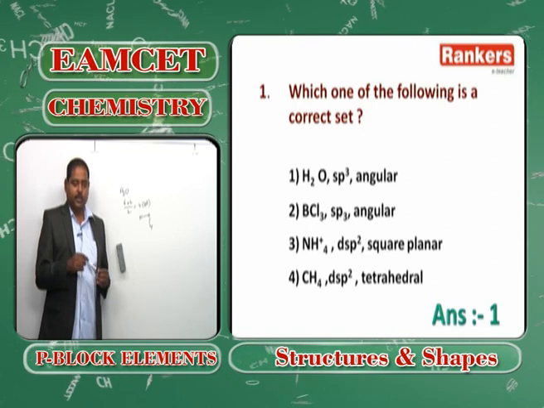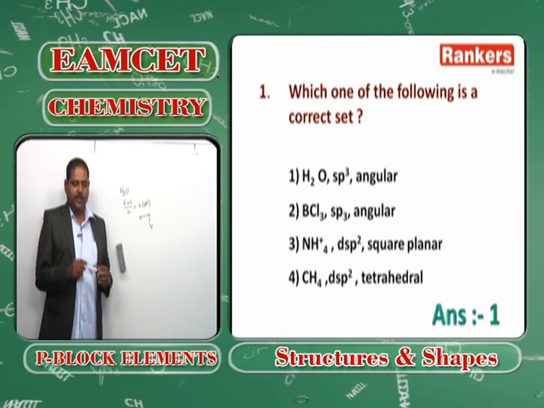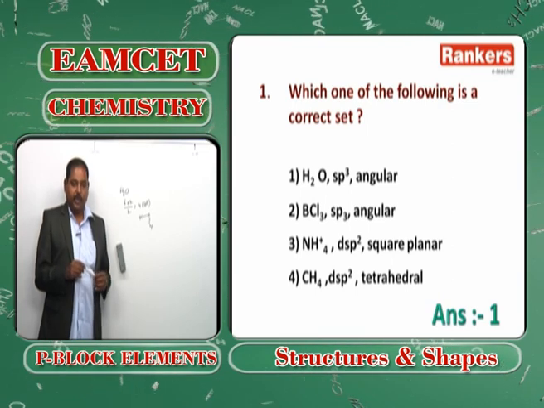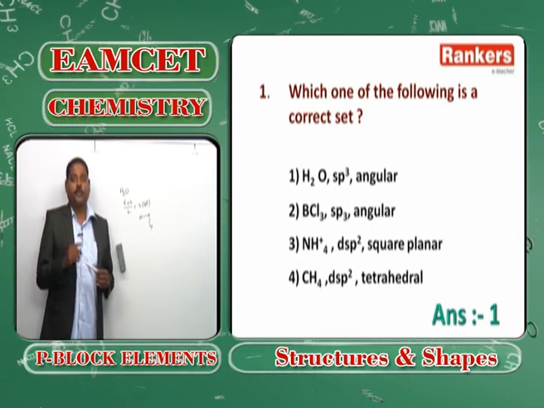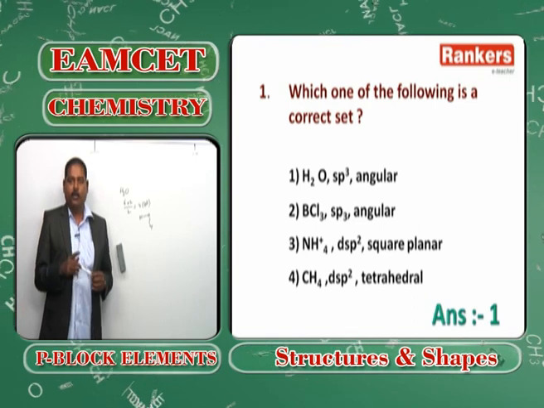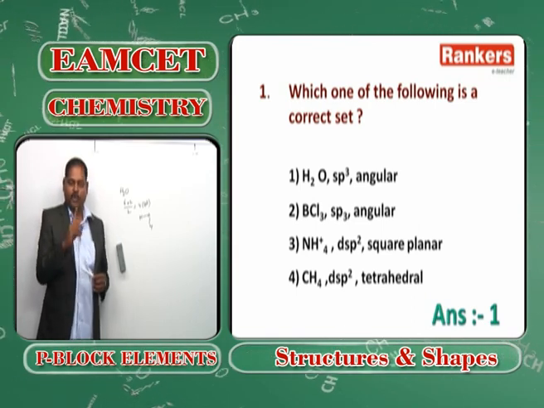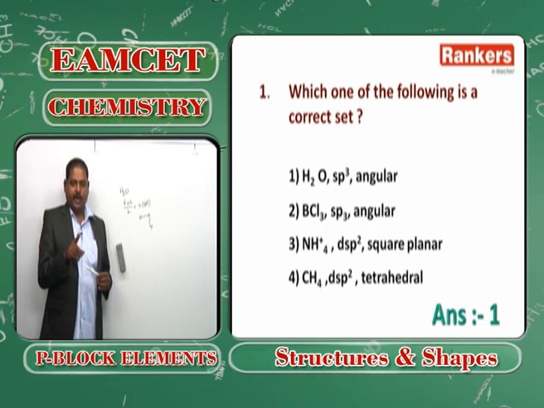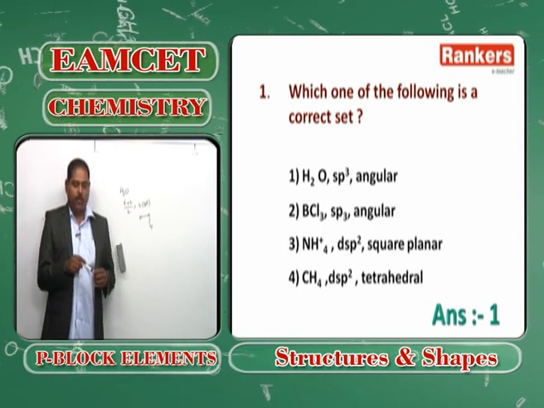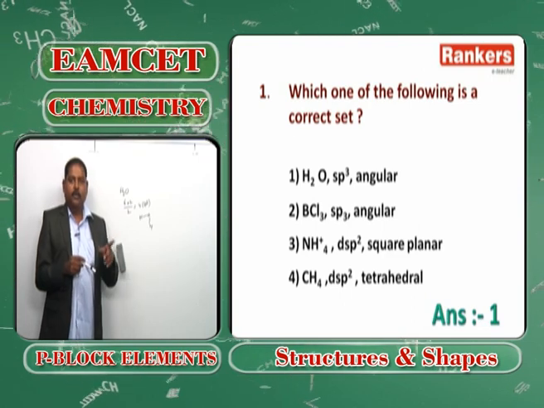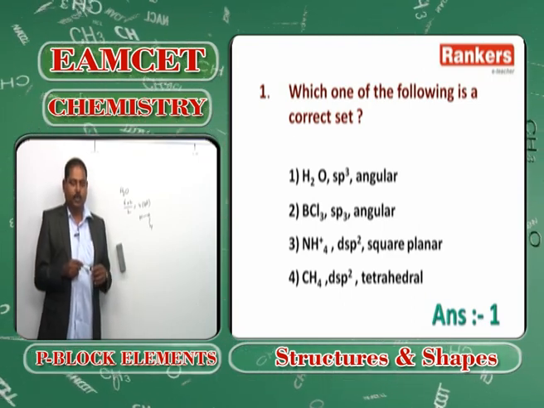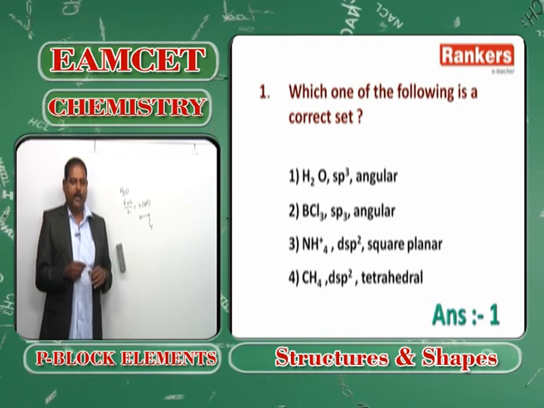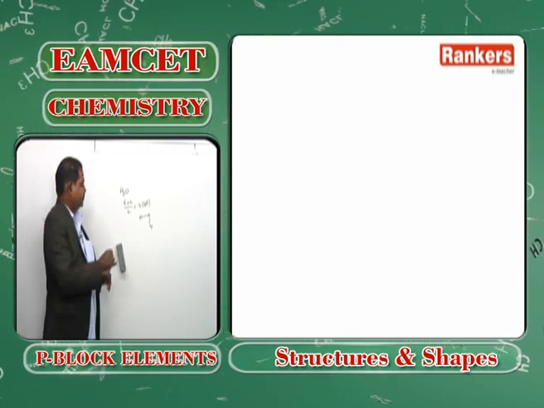What about the other options? BCl3, it is (3 plus 3) by 2, which means it is sp2, it is not angular. NH4 plus, the hybridization is sp3 and it is not square planar. NH4 plus, as we have already seen, is tetrahedral. CH4, once again, is tetrahedral, but the hybridization of CH4 is not dsp2 as given in one of the options. CH4 is sp3, (4 plus 4) by 2. Let us go to the next question.